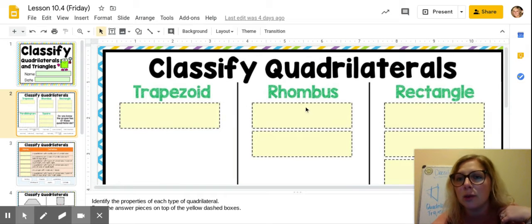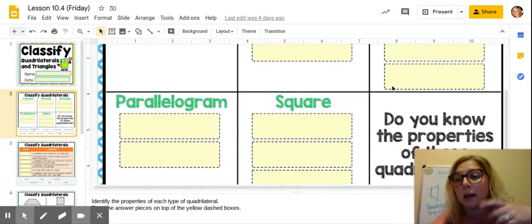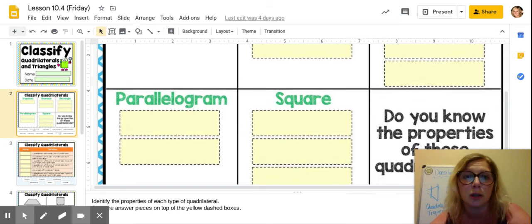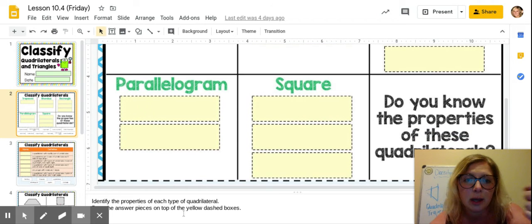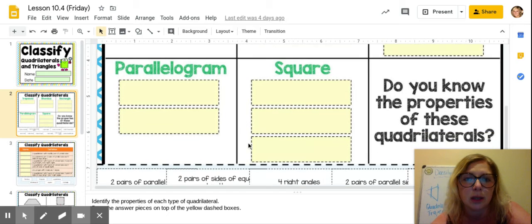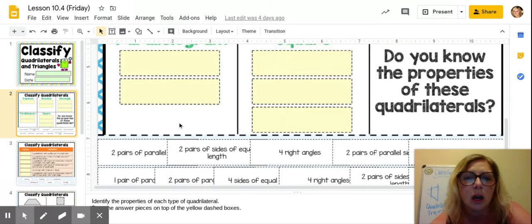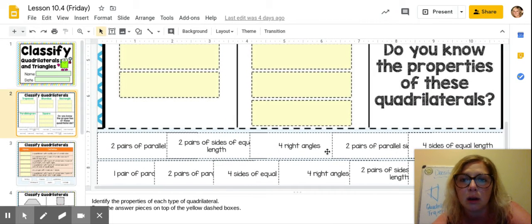You have trapezoid, rhombus, rectangle, square, and parallelogram, all on your reference sheet. Notice on the bottom, they have the directions: identify the properties of each type of quadrilateral. I think it says drag the answer piece on top of the yellow dashed square box. These are basically what the reference sheet is, so you could take a look at that.